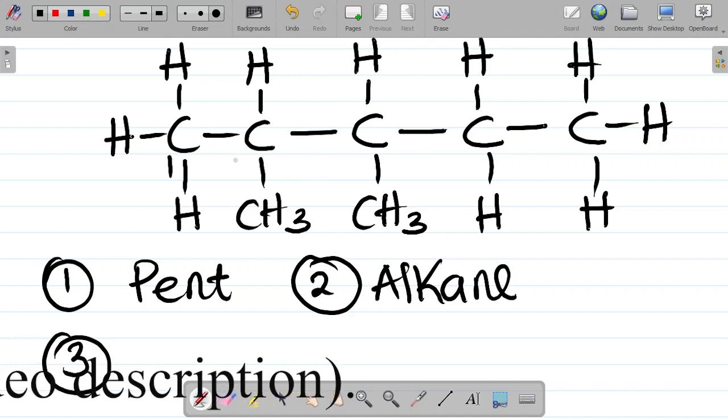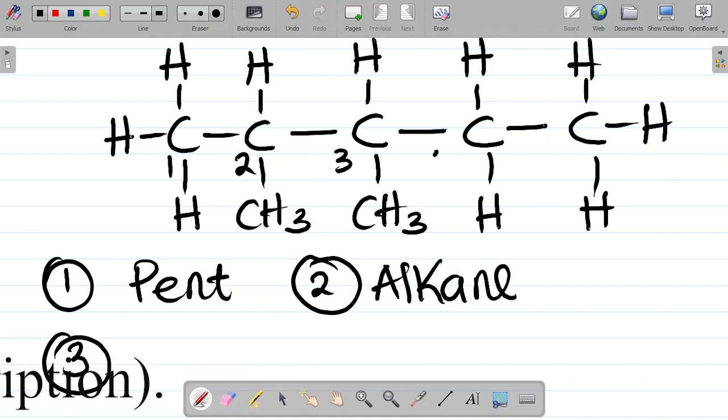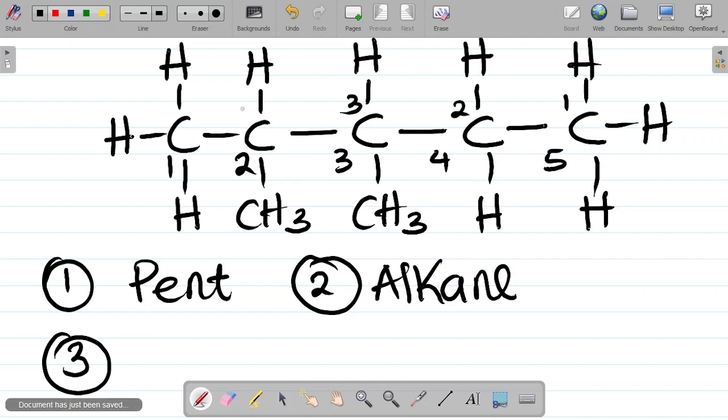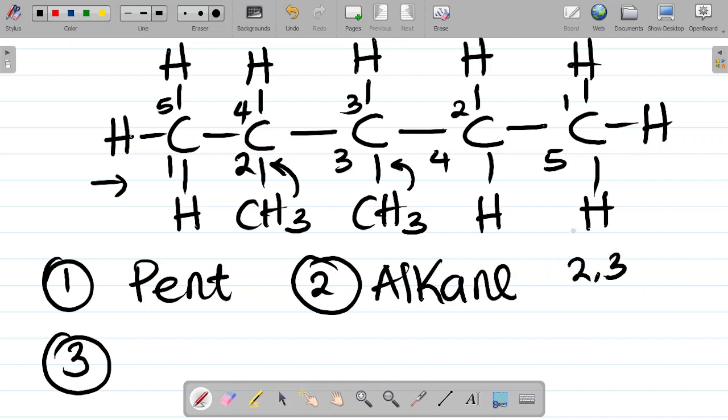If I number as 1, 2, 3, 4, and 5, then number the other way around, 1, 2, 3, 4, and 5, you can see that going with the lower numbering, methyl is attached to carbon 2 and carbon 3. That's 2 and 3, as opposed to, if I go with upper numbering, methyl is attached to carbon 4 and carbon 3. So my lower numbering is what I will use. That's 2 and 3. Okay?